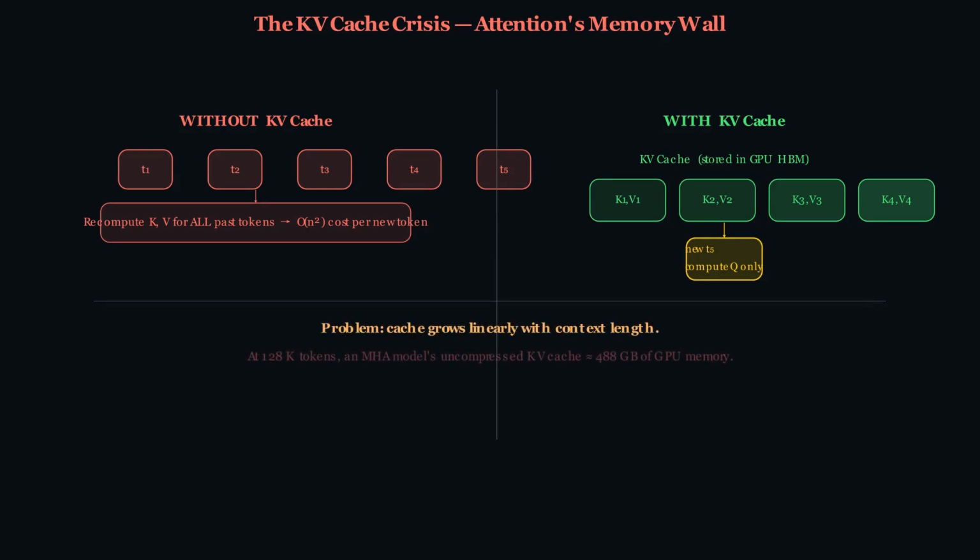Attention queries the cache rather than recomputing everything. The problem: at 128,000 token contexts, the uncompressed KV cache can balloon to 488 gigabytes, beyond any single GPU's memory, and even when it fits, reading the entire cache for every new token saturates memory bandwidth and forces compute cores to sit idle.